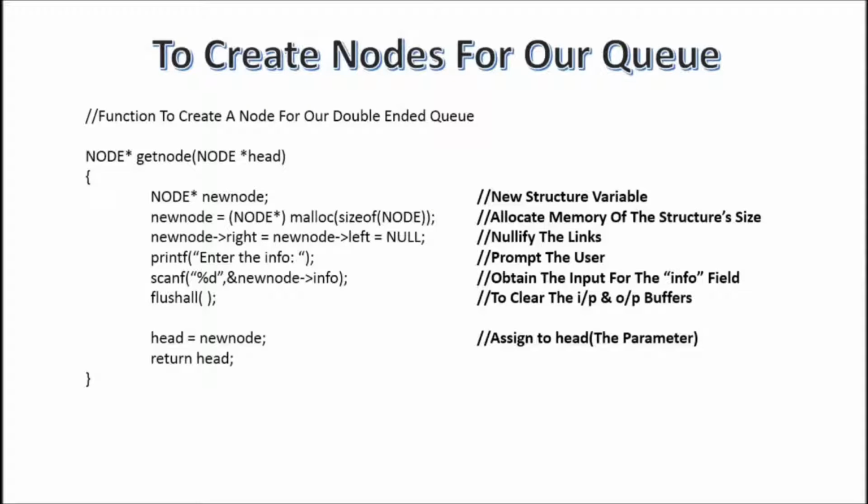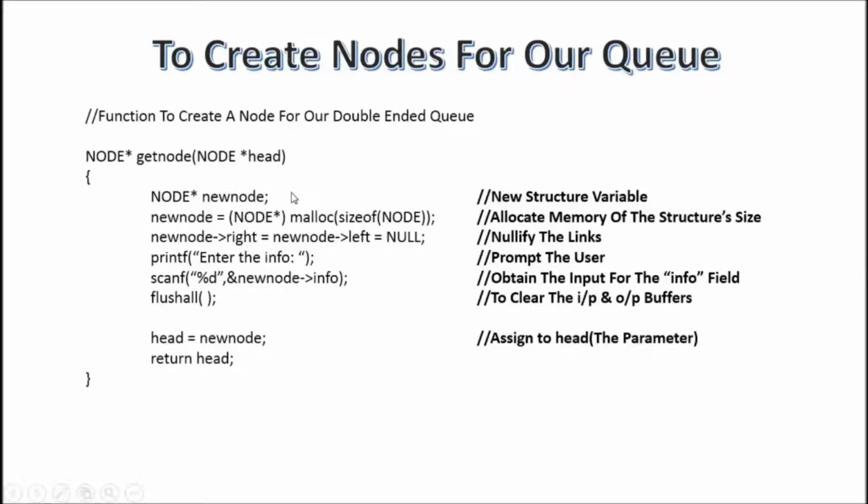So let's talk about how we're going to create nodes for our queue. A single node contains one information field and two link fields, and to create a node we write a function for our double-ended queue, like this. We say getnode, the function name, and the return type of the function will be node pointer. Whenever we say capital NODE anywhere in our program, it means struct node. So node pointer is what it's going to return, and the function takes one parameter of the type node pointer as well.